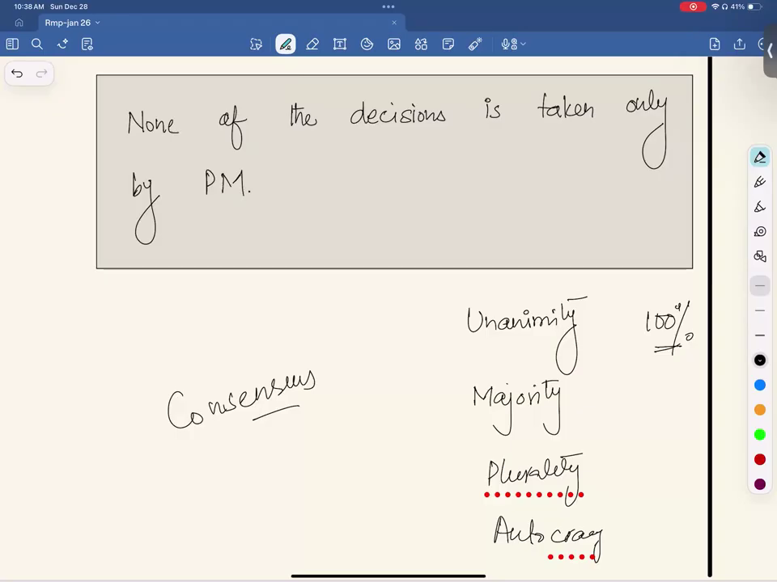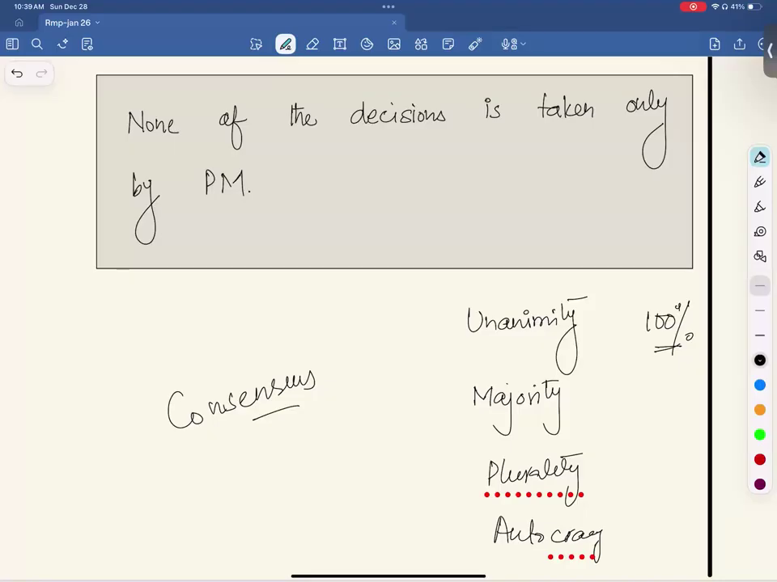Yeah. So if you all say yes, let's do it, it's unanimity. So I'm okay, we can continue the lecture. It was just an experiment, right? If you all say yes, let's do it. No problem. Yes, sir. That's unanimity. 100% of the participants say yes.